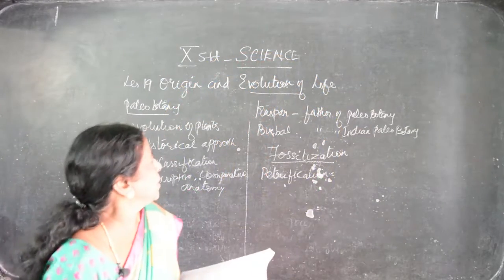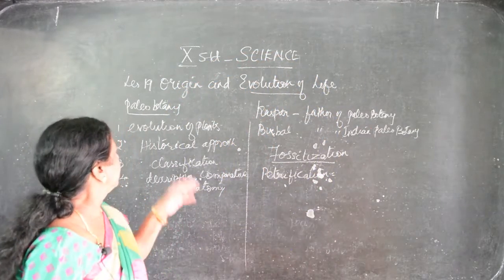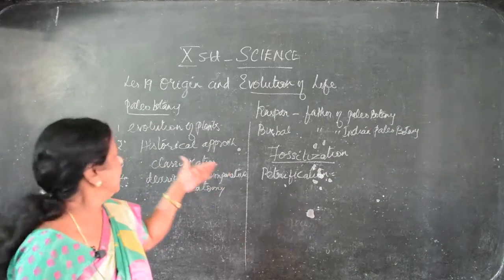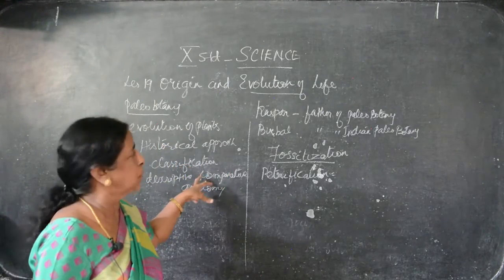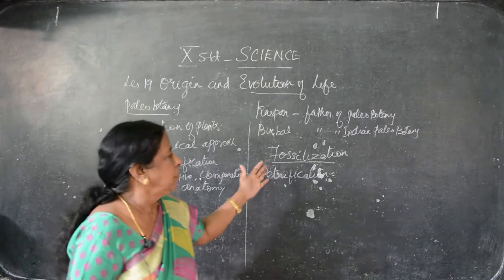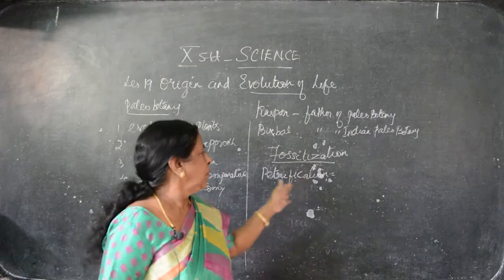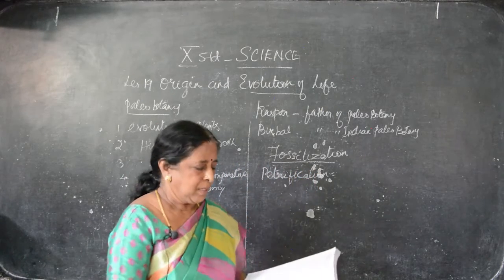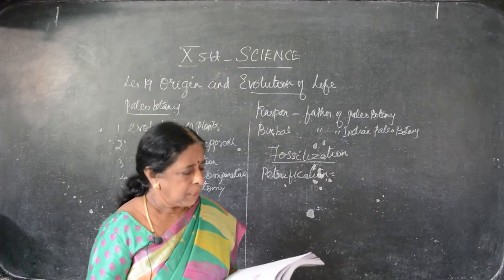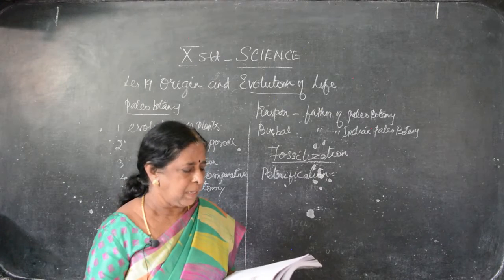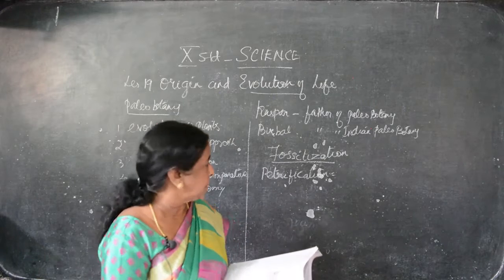Okay, children, let me continue. Already we have seen paleobotany. Under paleobotany, what headings have we seen? Then fossilization. What is fossilization? The process of formation of fossils in the rocks is called fossilization.